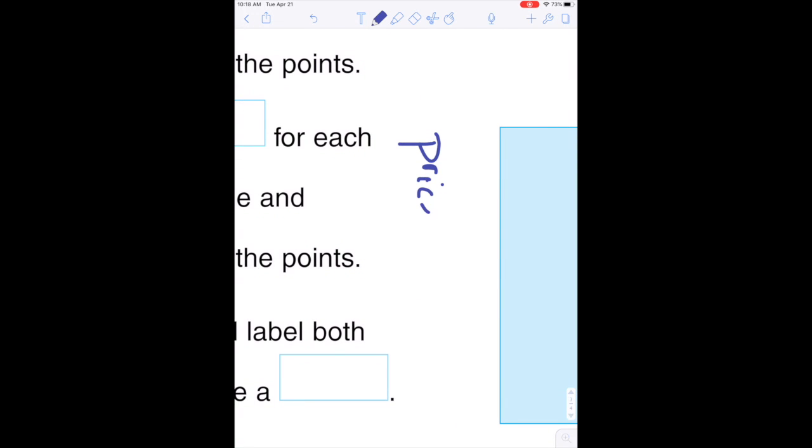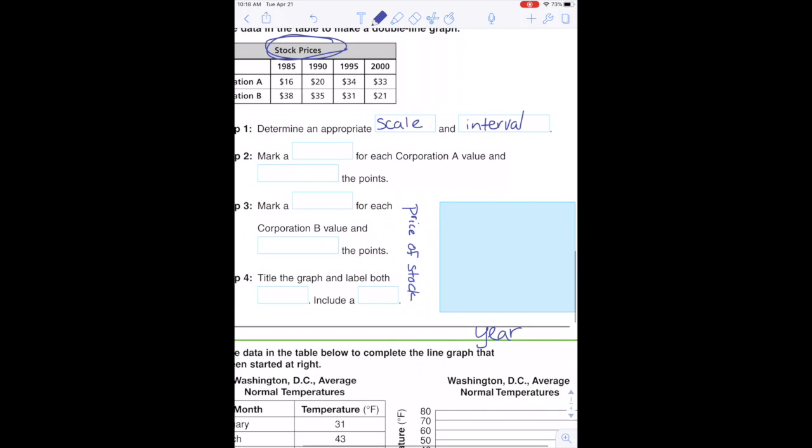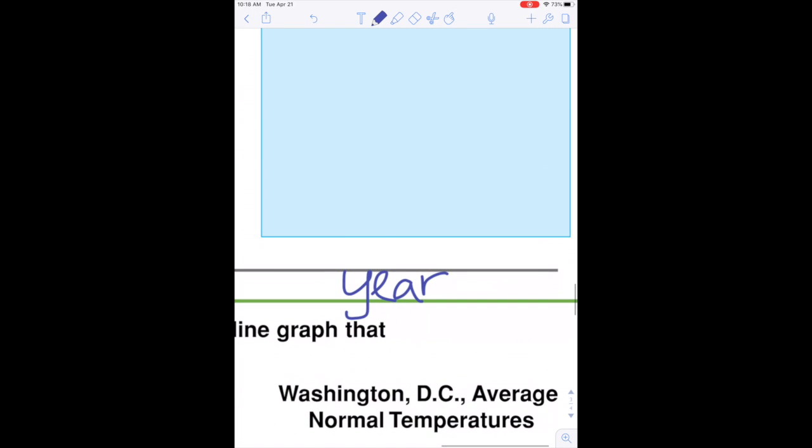Price of stock. All right, so our years that we're dealing with are from 1985 to the year 2000. So we are going to count by fives. We're going to say here's 1985. Then we have 1990, 1995, 2000.